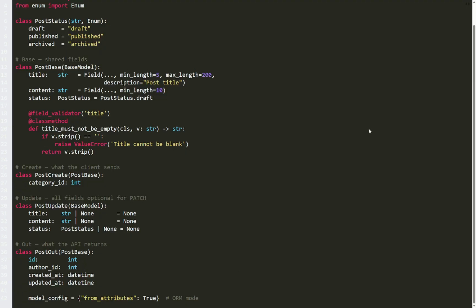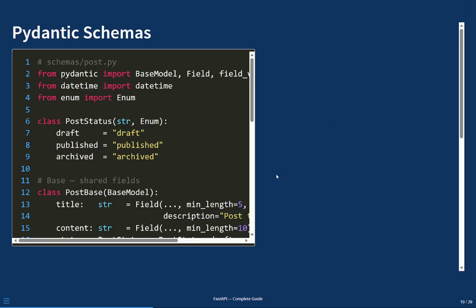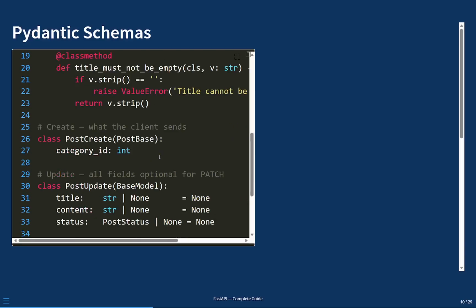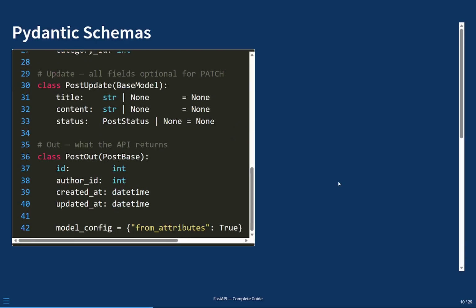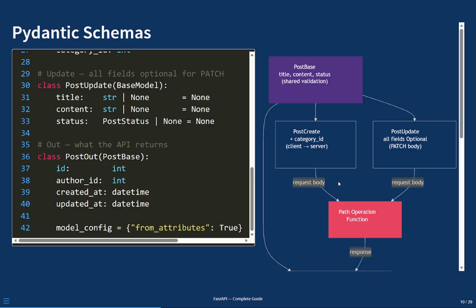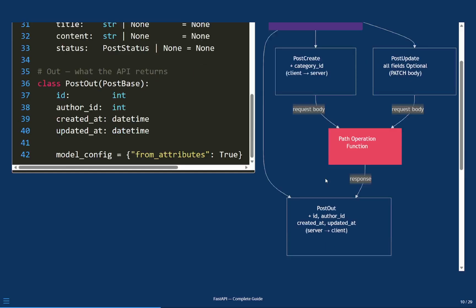The crucial addition is model_config equals from_attributes=True. This is Pydantic v2's ORM mode. Without it, Pydantic can only read from dictionaries. With it, it can read attributes off SQLAlchemy model instances, which is how the ORM objects returned by the database get serialized to JSON.